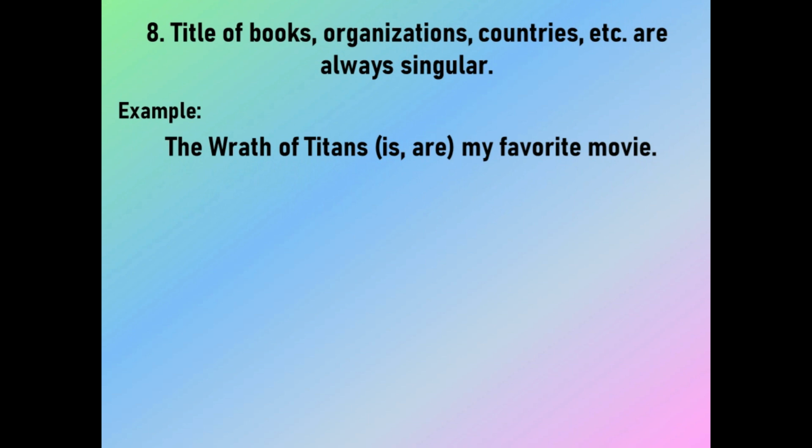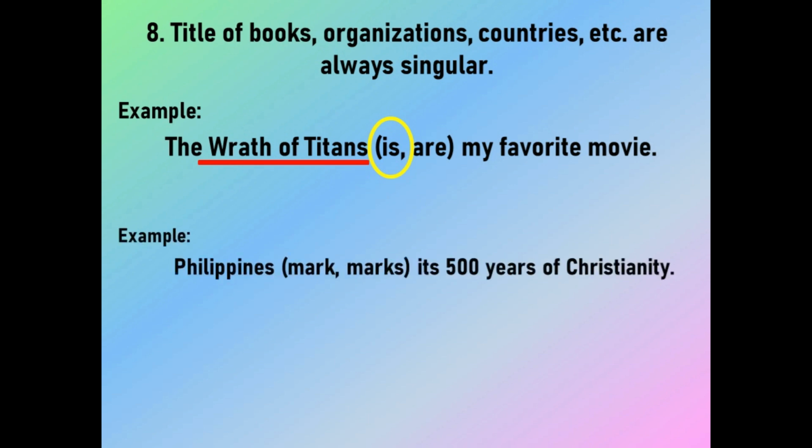Titles of books, organizations, countries, and many more are always singular. Example: The Wrath of Titans is my favorite movie. So we have here the title of the movie, The Wrath of Titans. Since The Wrath of Titans is only one, we need to use is. Example: Philippines marks its 500 years of Christianity. The subject there is Philippines, which is a country. Therefore, we need to use the singular form of verb, marks.